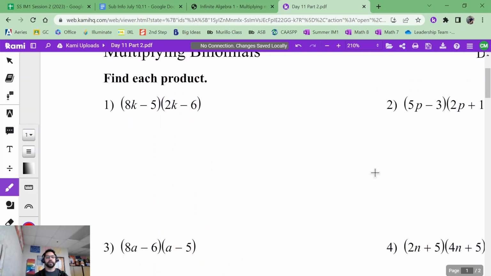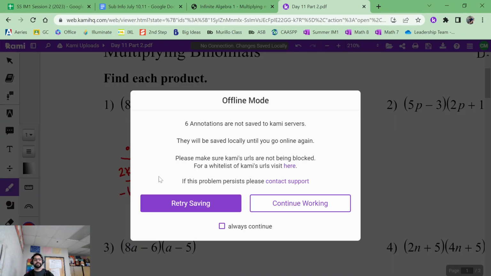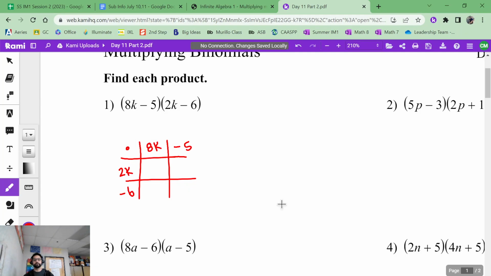So observe. On our first problem, we're just going to make a nice little tic-tac-toe box. Don't make it too small because we need to be able to fit our terms in each box. So term 1 is 8k and term 2 is -5. For the other binomial, term 1 is 2k and term 2 is -6. So now that we have it set up, we're going to go ahead and multiply.